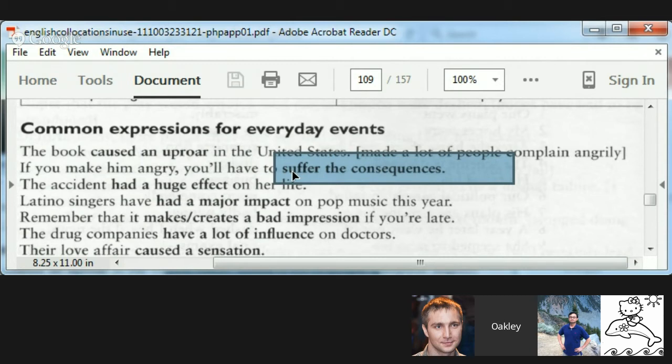Okay. Consequences are effects of actions, usually negative. Is it possible to have positive consequences? That's weird. I don't think so. I don't think we use the word consequences in a positive way, which is why we often use this collocation. This is a very strong collocation, by the way. Suffer. Suffer's not a good word, ever.